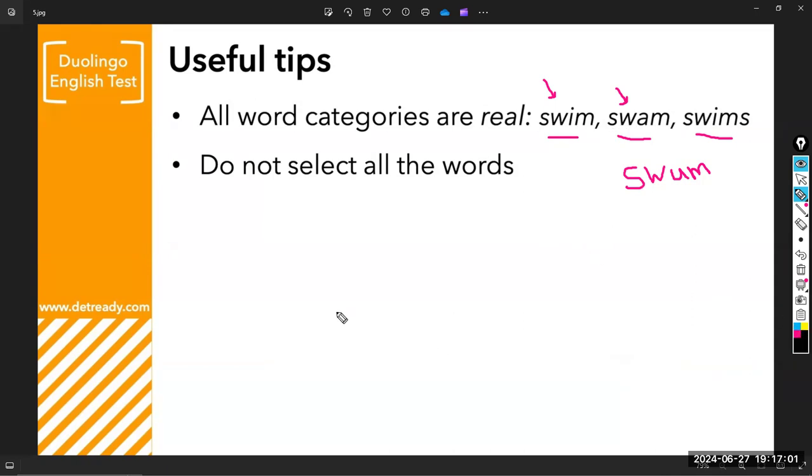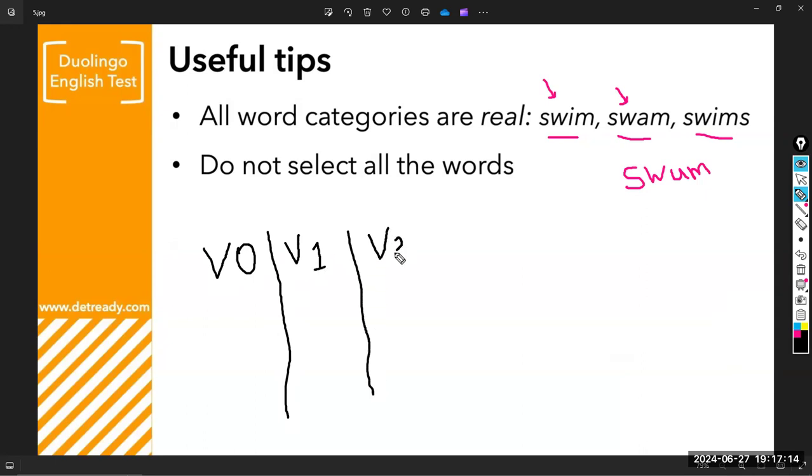In the English language, Malak, we have verb 0. This is verb 0. We have verb 1. This is verb 1. We have verb 2. This is verb 2. Please listen to me carefully because this is extremely important. We have verb 3. This is verb 3. Some teachers call verb 3 the past participle. Have you heard about past participle? I'm going to tell you.